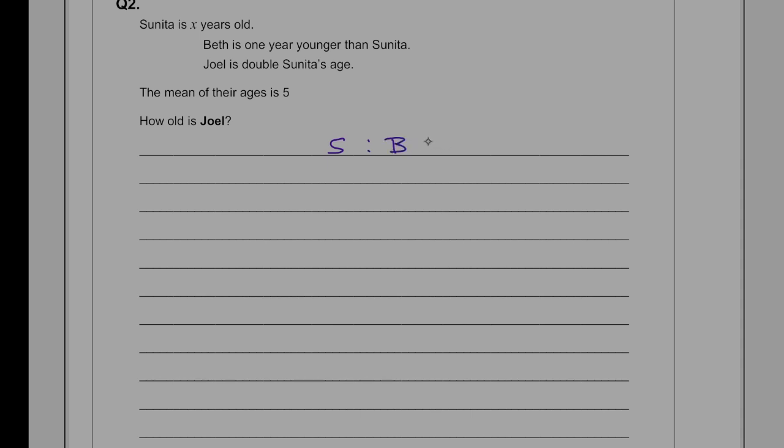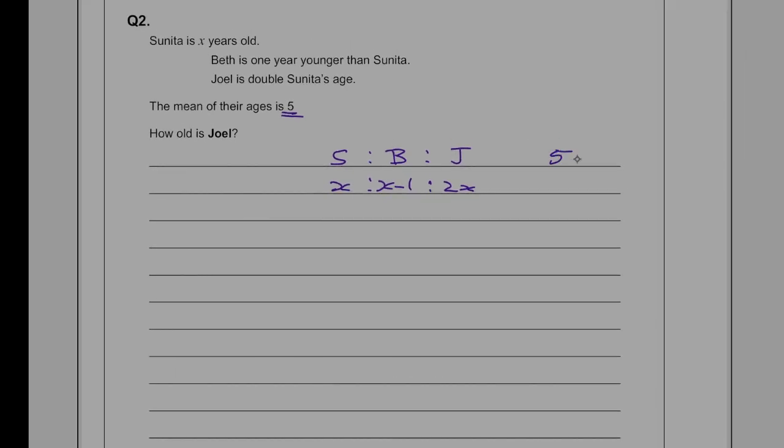Sunita I'm going to call x. Beth is 1 year younger, so that's going to be x minus 1. And Joel is double, so 2x. The mean of their ages is 5, and there's 3 of them, so the sum of their ages must be 5 times 3, which is 15.